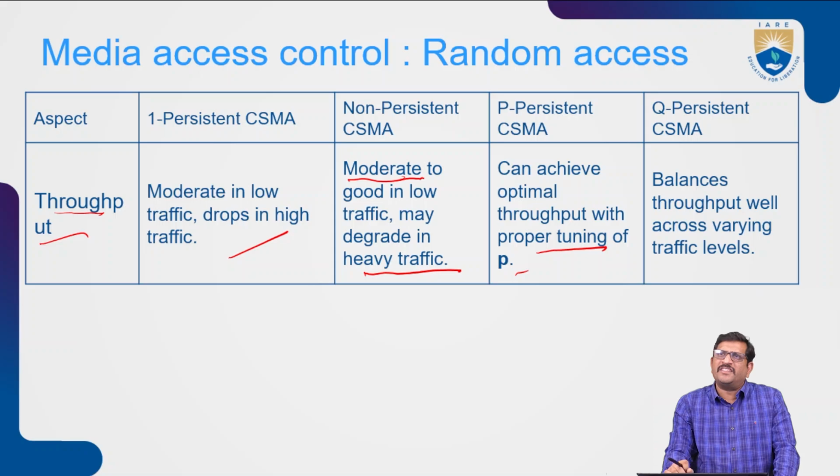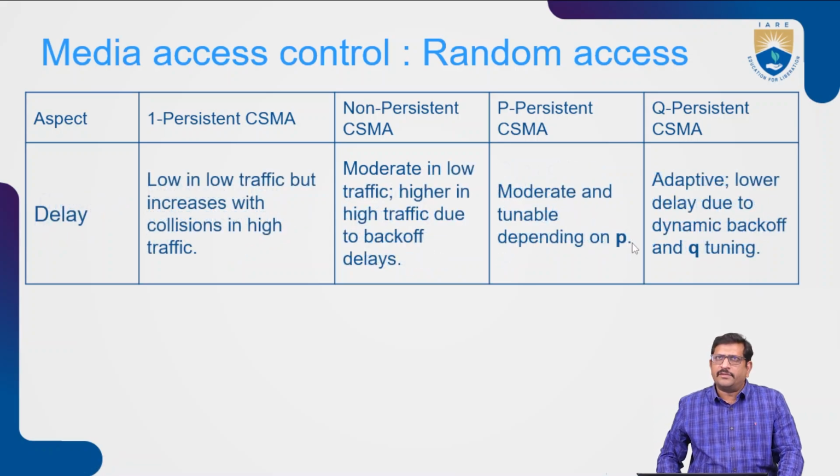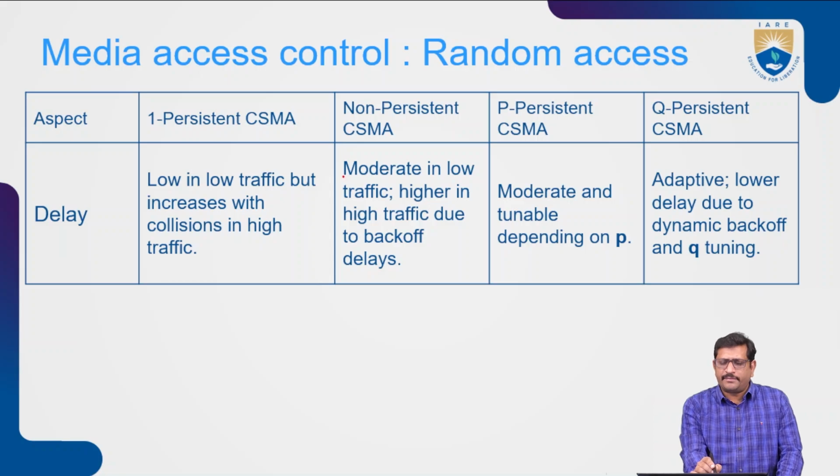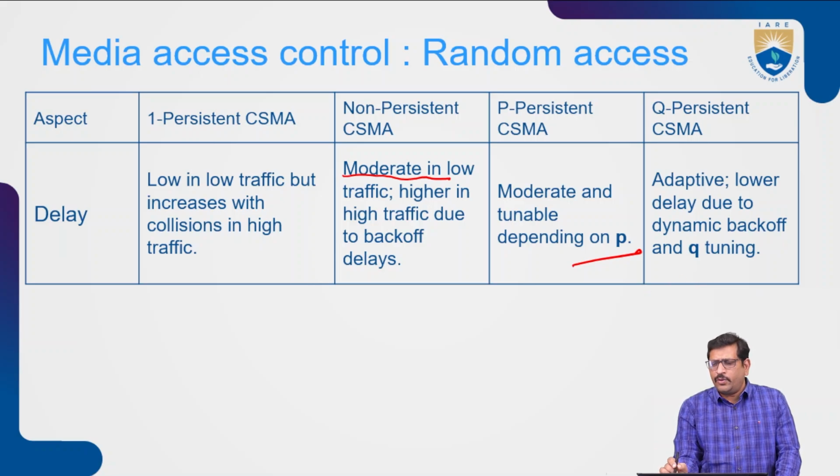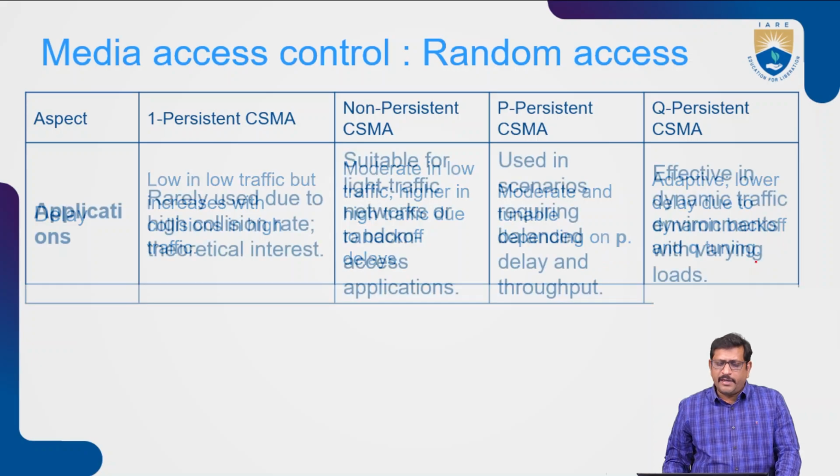Q-persistent CSMA balances the throughput well across varying traffic levels. The data transmission rate will be balanced based on the traffic, and delay is low. In one-persistent the delay is very low, and in non-persistent the delay is moderate. P-persistent is also moderate and tunable depending on the probability. Q-persistent is adaptive, with low delay due to dynamic backoff and q tuning. Here this is the data transmission delay.